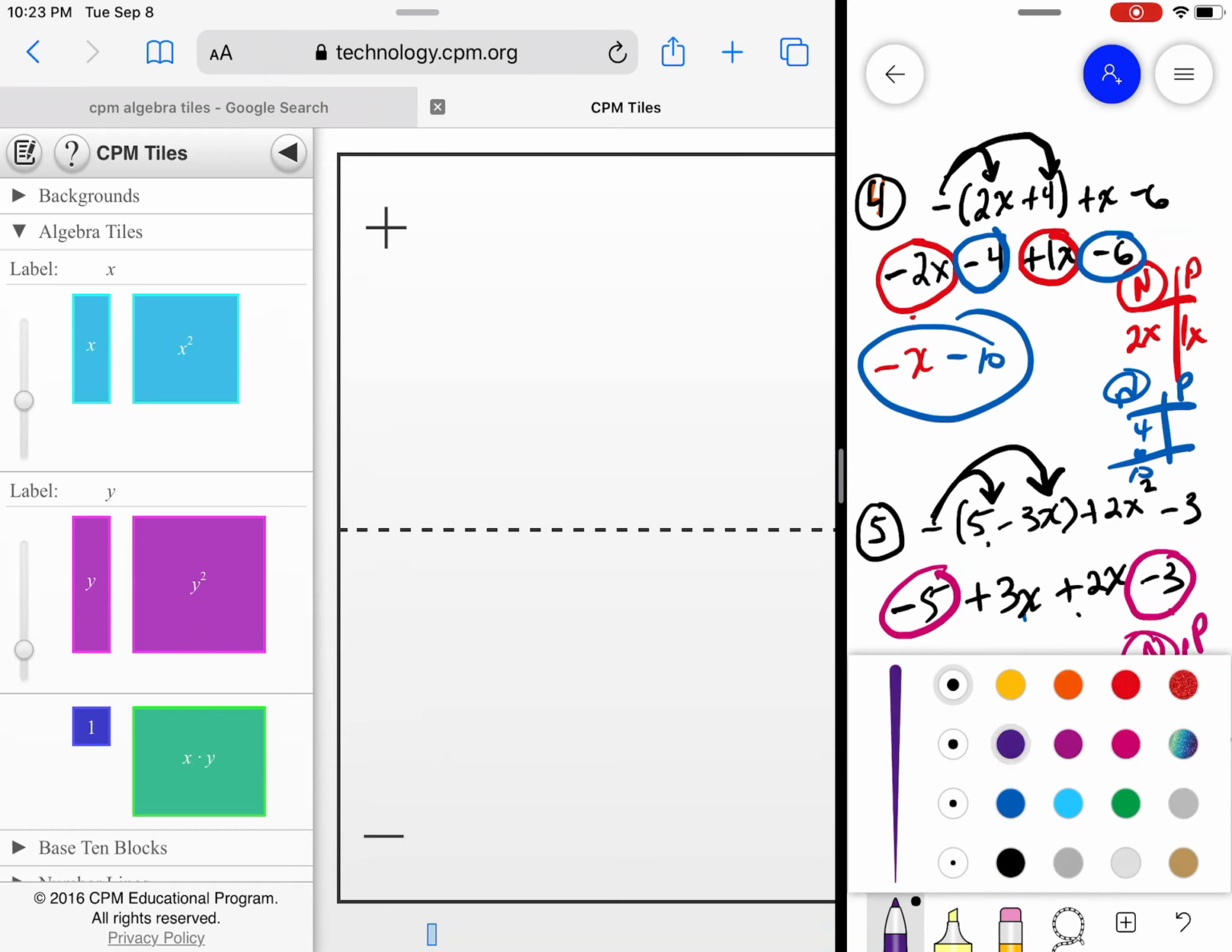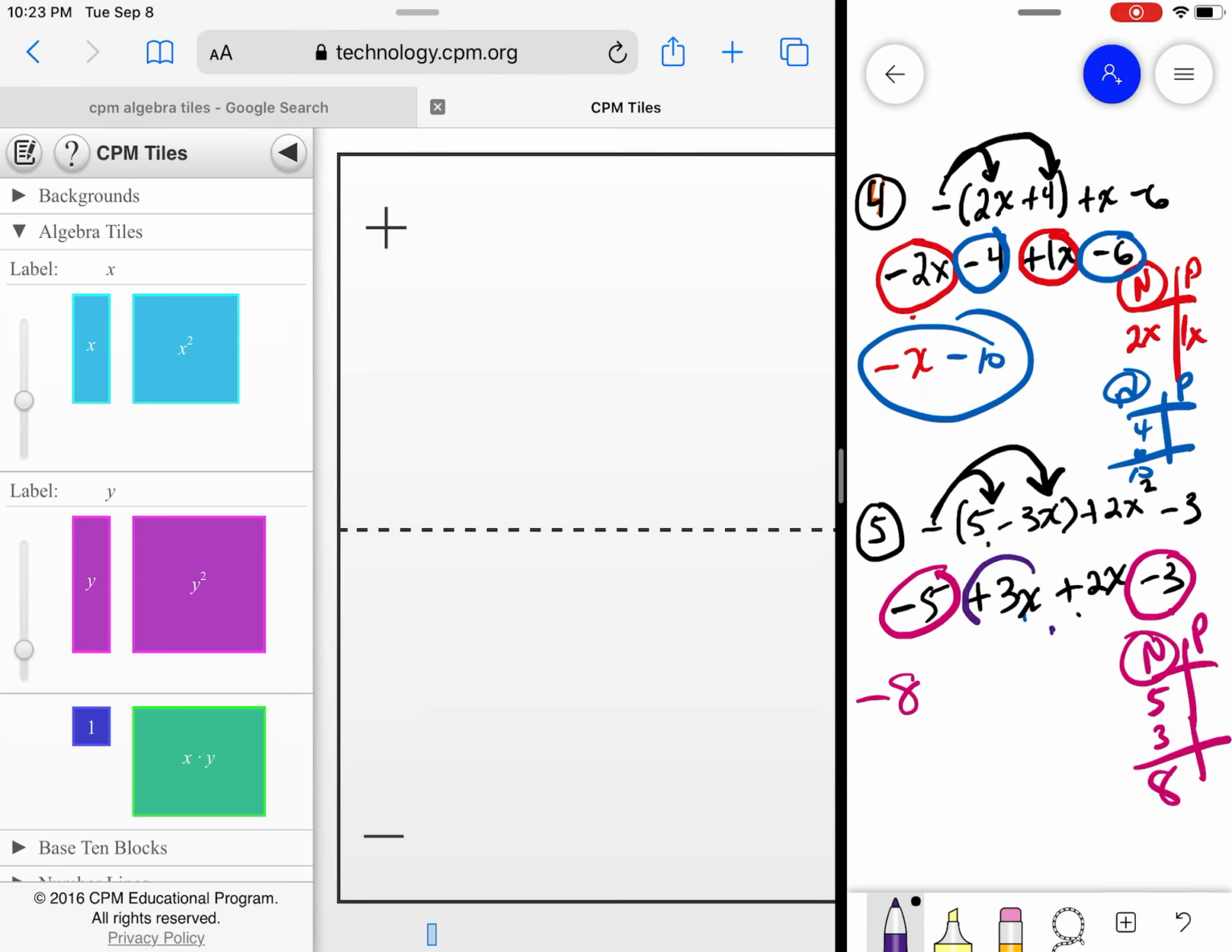Change colors. Let's go with purple. So we have positive 3x and positive 2x. I don't think we need a scoreboard for that. That gives us positive 5x. Or if we were to put it in descending order, we would have the 5x come first and then the negative 8. Either way is fine. Those are your final answers.